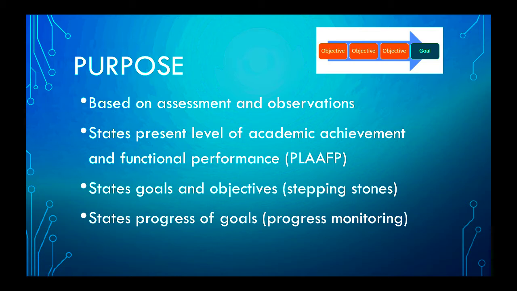And the last one here is states the progress of the goal. So this is your progress monitoring. The IEP is going to be once a year, and so your goal is to be obtainable within that year. The progress monitoring is usually done once every quarter or marking period, in which you give information on how well that student is progressing on your objectives and the goal.